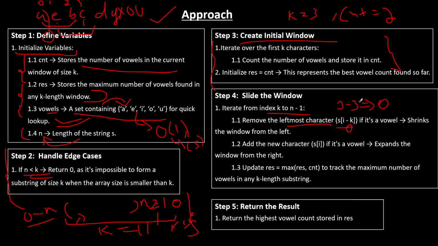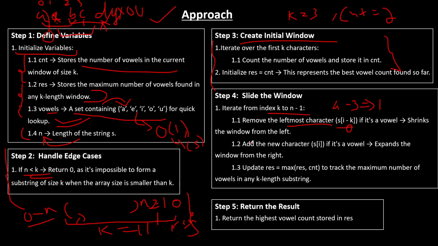Now again, after removing this, i was at 3, so i becomes 4, right? Now 4 minus 3 gives me 1. In this EBC window, E is at index 1, so it will be removed, right? And the window will be BCD.